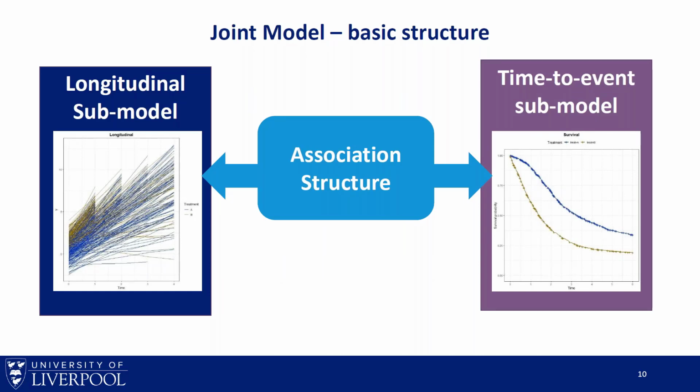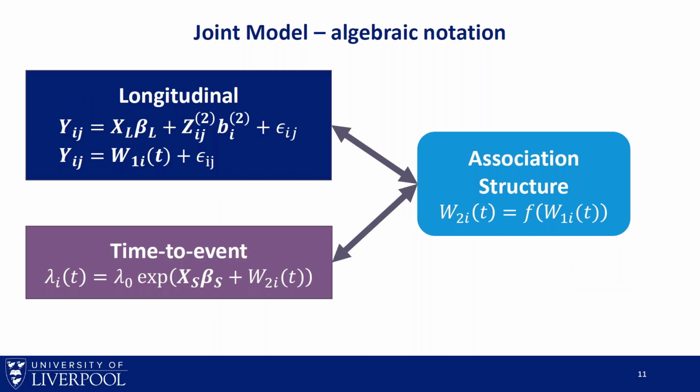So we have a longitudinal submodel and a separate time to event submodel, and the link between these is represented through some association structure. More formally, using algebraic notation, this is what a joint model would look like for a single study analysis. So again, we have a longitudinal submodel and a time to event submodel linked through an association structure. The longitudinal response is generally modelled using a linear mixed effects model.